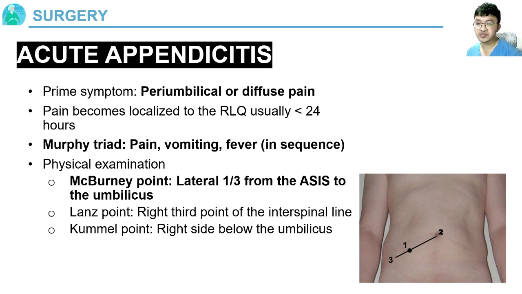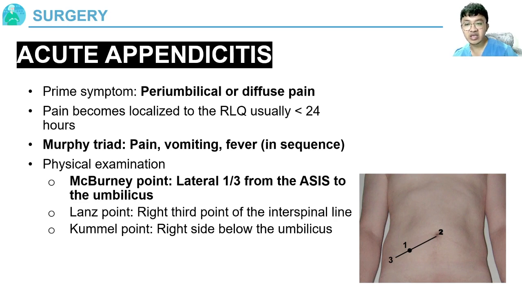rupture. The Murphy triad for acute appendicitis is pain, vomiting, and fever, in sequence. It's pain first, then vomiting, because if it's vomiting more before than pain, it's usually due to an obstruction. So in physical examination, you can find the McBurney's point, one-third from the anterior superior iliac spine to the umbilicus. And this is where we usually do your McBurney's incision or Rockey-Davis incision.